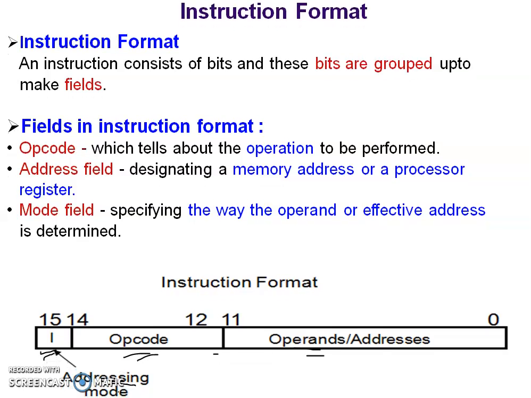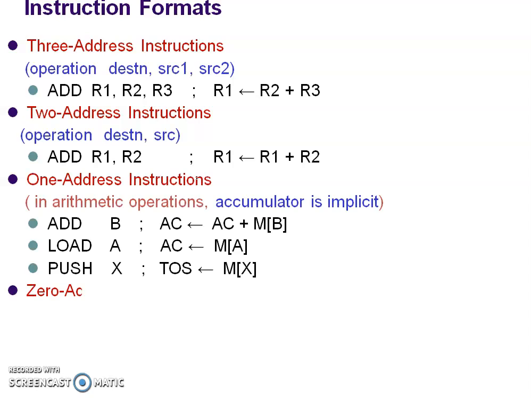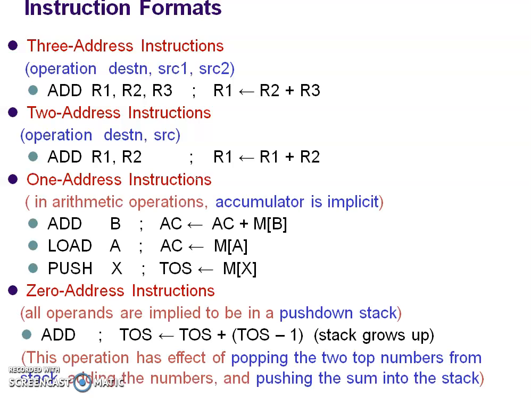Okay, then details regarding addressing mode you will be learning in the next topic. So opcode is the operation to be performed, address field is the memory address, and mode field is used to find the effective address, that is, in which way the operand can be retrieved from the memory. And for instruction formats, we have 4 instruction formats: 3 address instruction, 2 address instruction, 1 address and 0 address instruction.